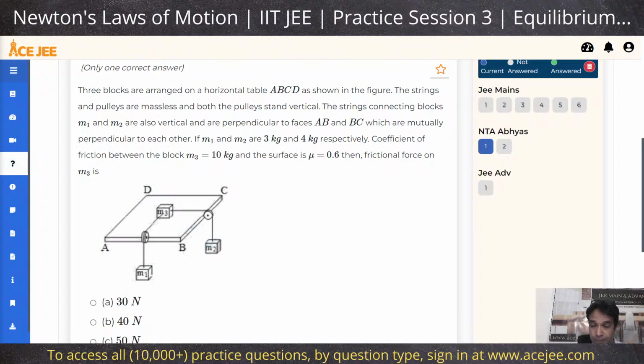Sir, all systems are in equilibrium, right? So let me go back to the live class for a moment. Yes, everything is in equilibrium. All the masses are in equilibrium, M1, M2, and M3. So 50 newtons. Yes, sir, 50. Okay.